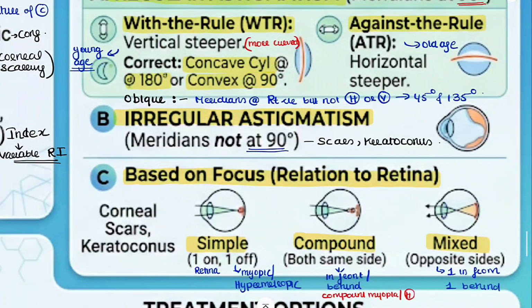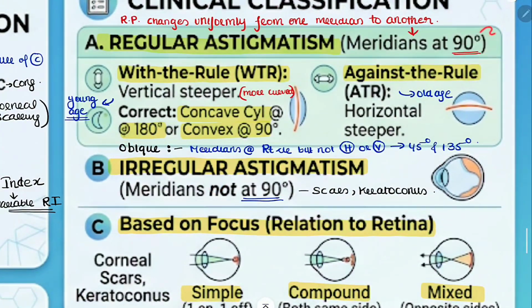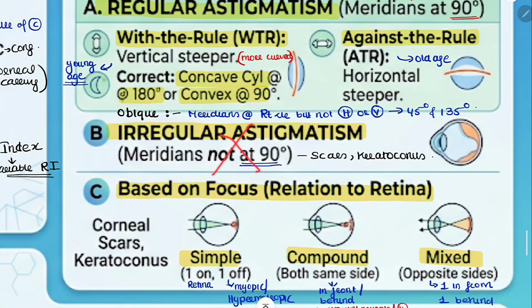Coming to irregular astigmatism, here the meridians are not at 90 degrees. Regular astigmatism means the meridians are at 90 degrees and the refractive power changes uniformly from one meridian to another. But here they are not at 90 degrees, and they are seen in scars and keratoconus.